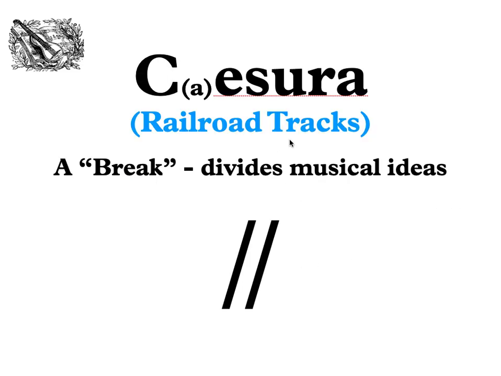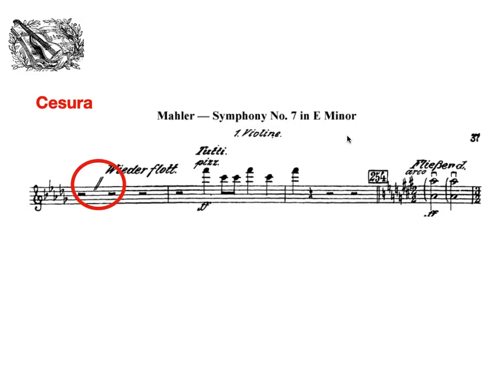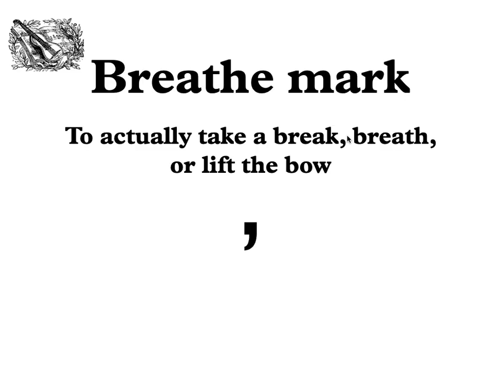Okay. This is called a caesura, sometimes spelled with an A, but usually just CE. Okay, often referred to as railroad tracks. So you want a complete break in the music. Okay, and Mahler used it here. So everything just comes to a stop. And then you continue on, caesura.